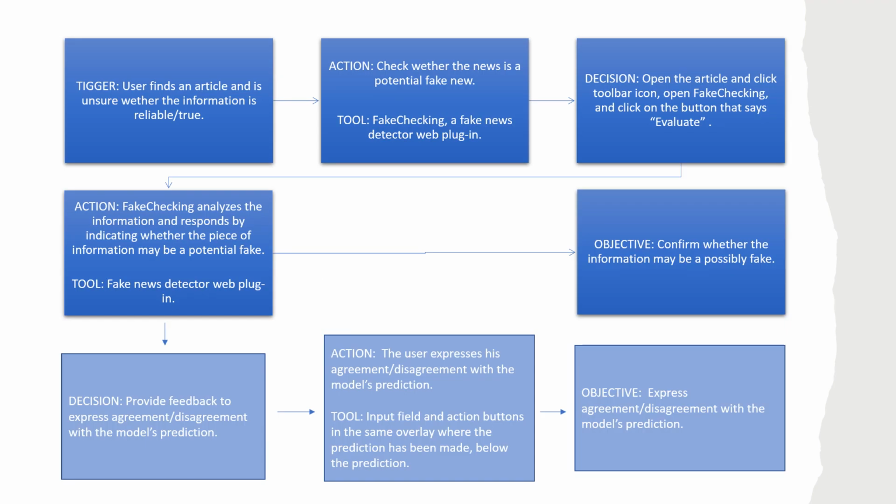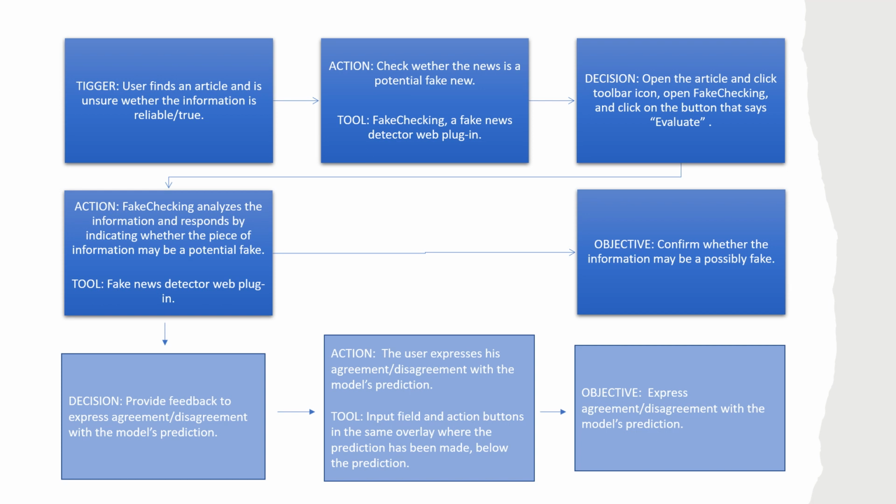We can then open a new path in the user flow. The user decides to express agreement or disagreement with the model's prediction, and for this he uses the input field and action buttons in the same overlay where the prediction has been made, just below the prediction. This will allow us to retrain the model using the feedback provided by our users.